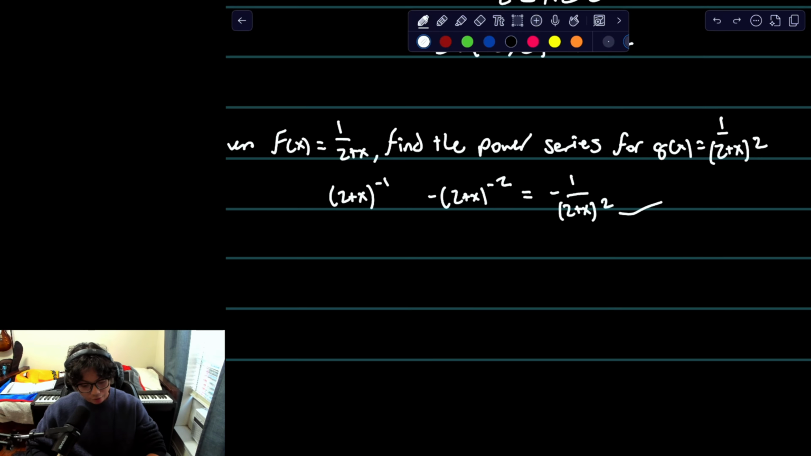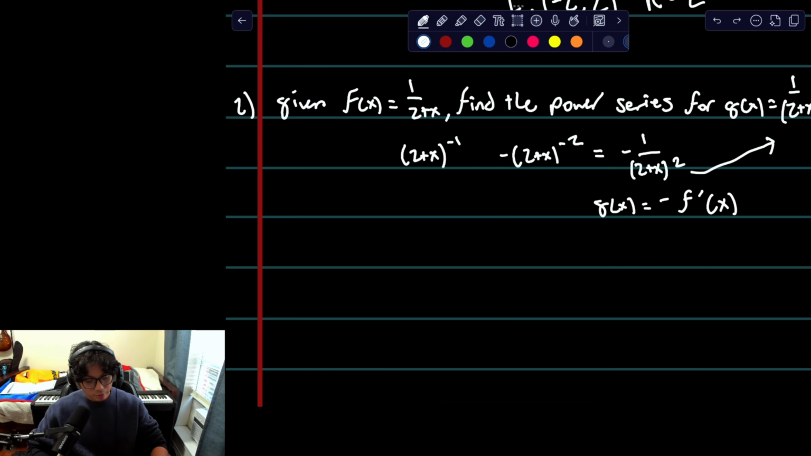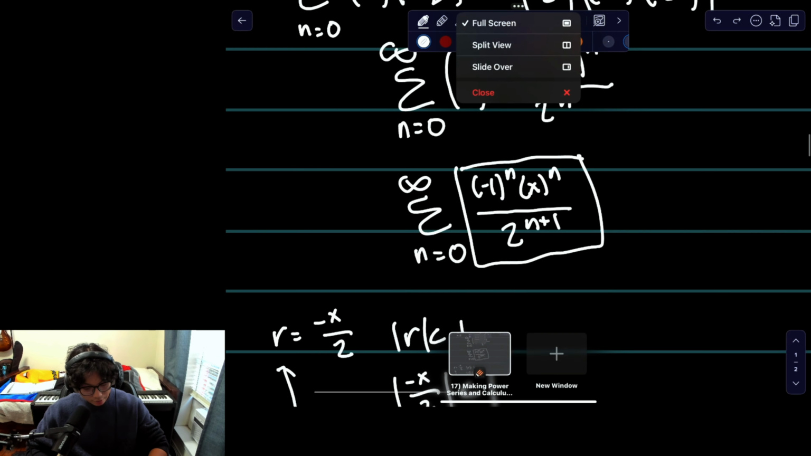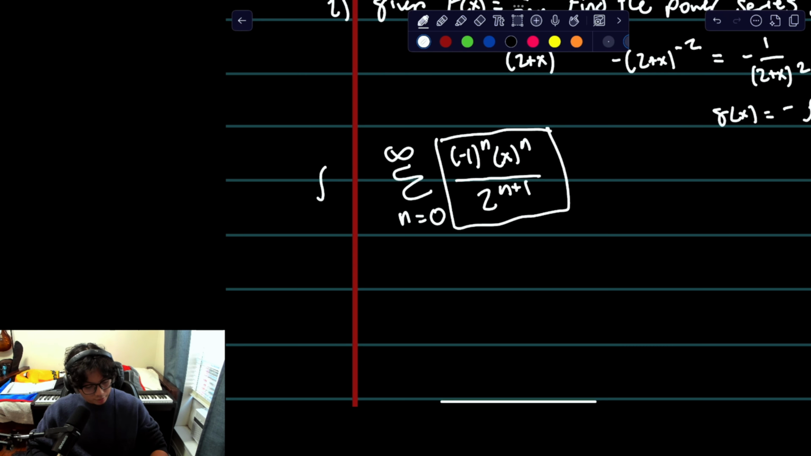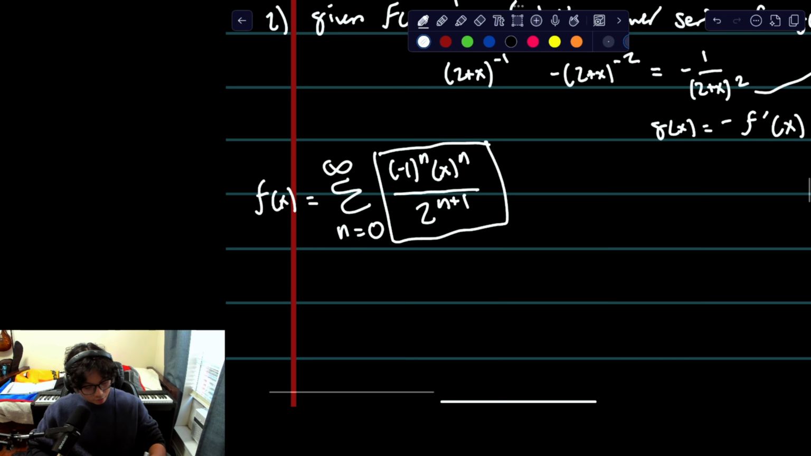Now the conclusion you can come up with is basically that g of x is equal to the derivative of f of x, but not just the normal derivative, the negative derivative, considering there's a negative sign in front of the function. Now what to do next is you would differentiate the series given for f of x equals 1 over 2 plus x, which we already did in the first problem. So again, this is just our f of x function in series form, so let's try to find the f prime of x in this series.